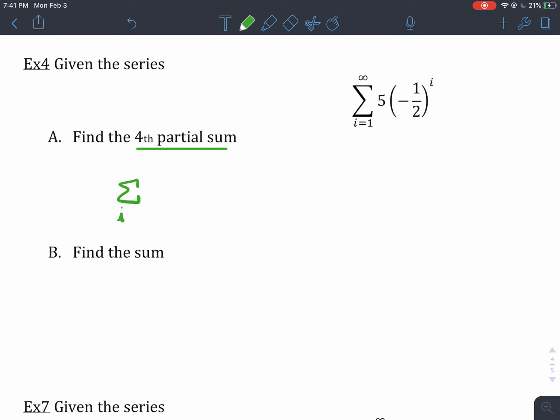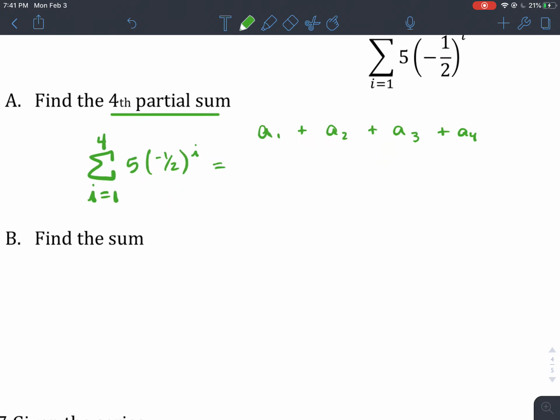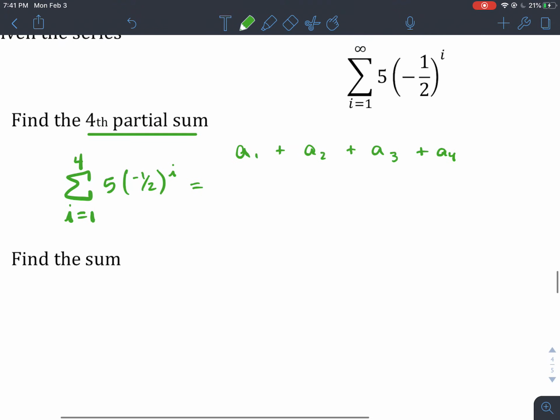So this is the sum from i equals 1. Now it's a fourth partial sum, so that's only going to go up to 4 of our sequence, 5 times -1/2 to the i. So what I want to do is write out a sub 1 plus a sub 2 plus a sub 3 plus a sub 4. So I want to write out the first 4 terms of now a series, since we're doing the sum.